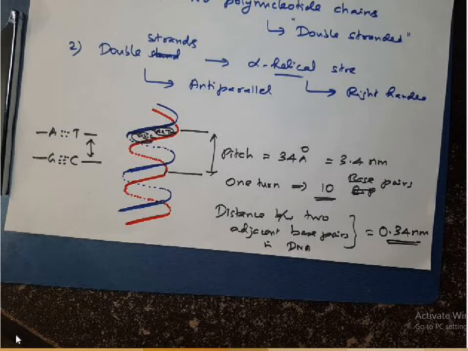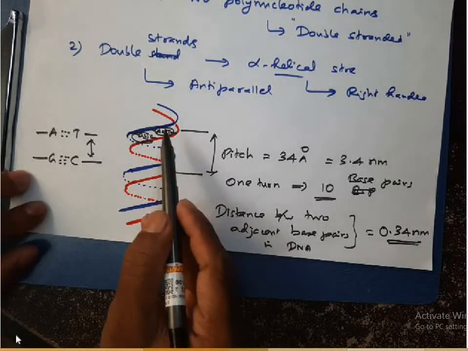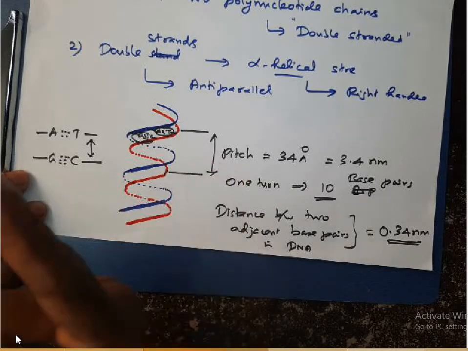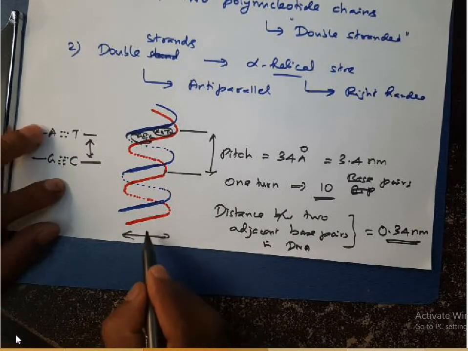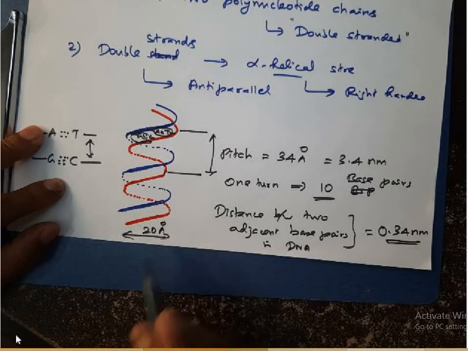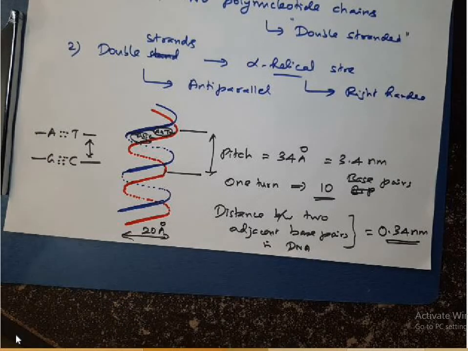0.34 nanometers. This is the distance between adjacent base pairs in a DNA molecule. And here it exists as a helical structure, so there is a diameter. What is the diameter? The diameter is 20 angstrom units. Whatever DNA you take, the diameter will be roughly in the range of 20 angstrom units.